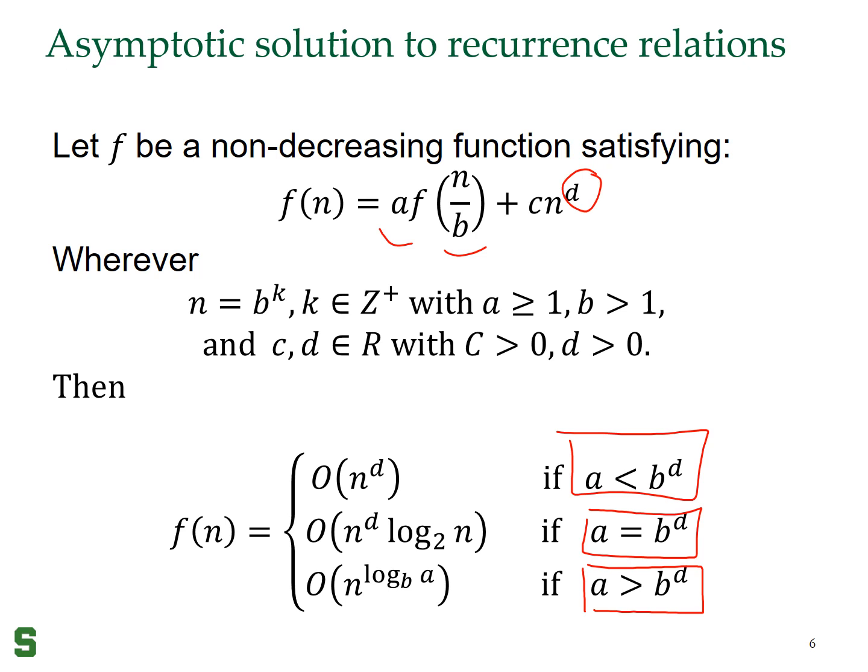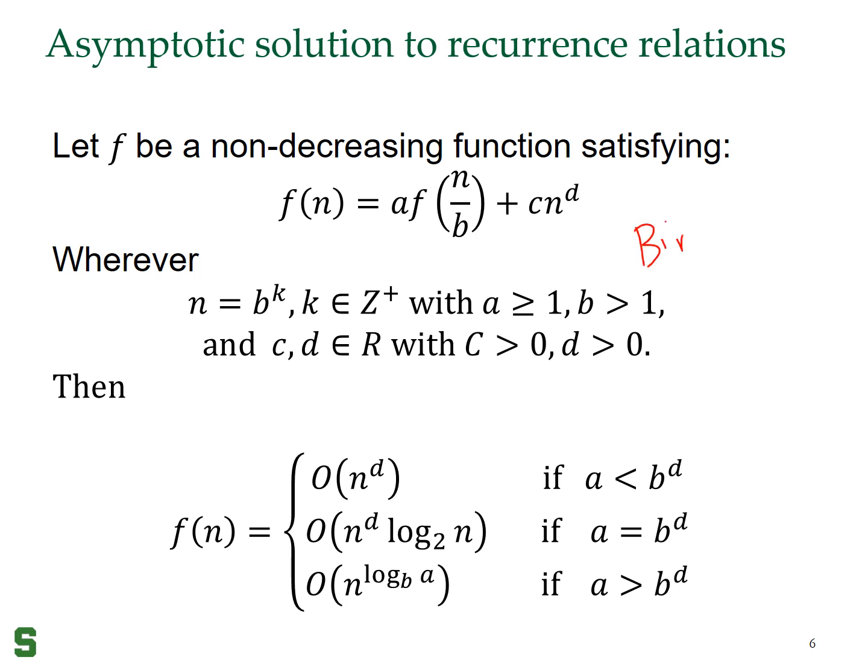If a is greater than b to the power d, this expression will have this value. If a is smaller than b to the power d, we will have this value. When a is equal to b to the power d, what you'll observe is that these two expressions will actually come out to be the same thing. However, in that case, we need to add another factor, which is log n. What I want you to do is use this to go back to binary search and merge sort and see what rule applies for each of them, and then figure out what the asymptotic complexity of each of these recurrence relations is going to be.